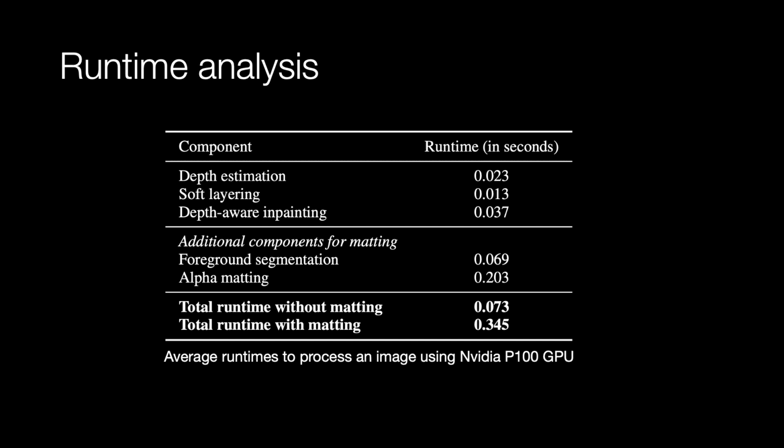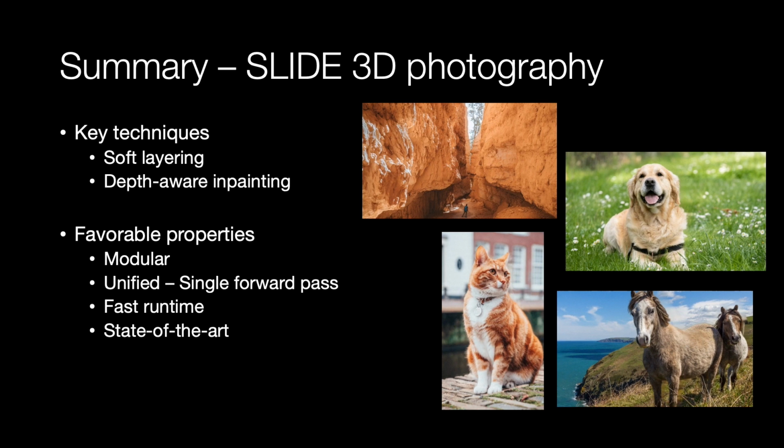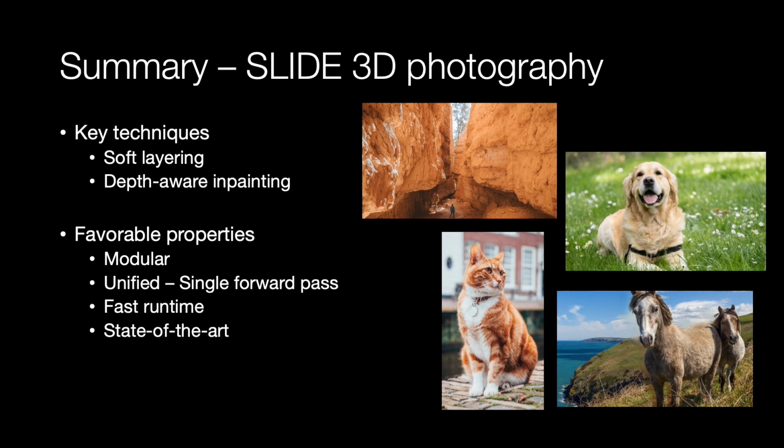In summary, we present SLIDE, a new approach for 3D photography, with key techniques being soft layering and depth-aware inpainting. SLIDE has several favorable properties. It is modular in design, while also providing a unified approach that requires only a single forward pass through the components. It has a fast runtime and can produce state-of-the-art results on different benchmark datasets.